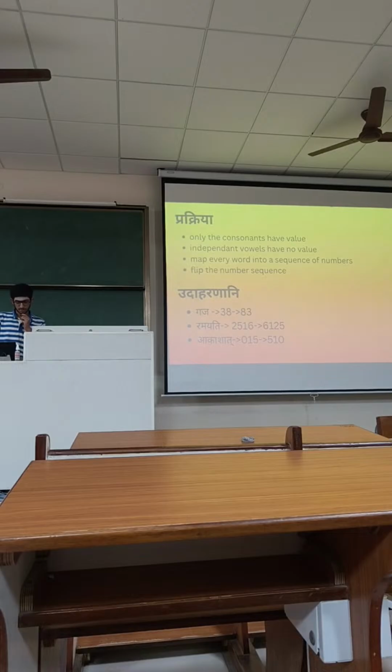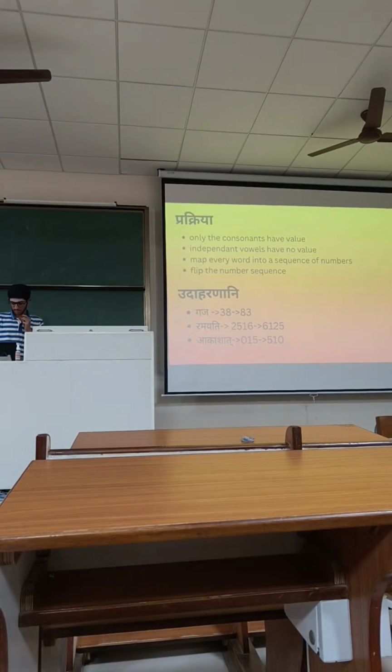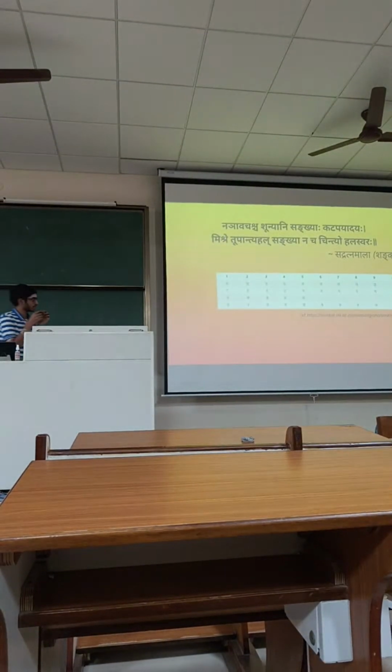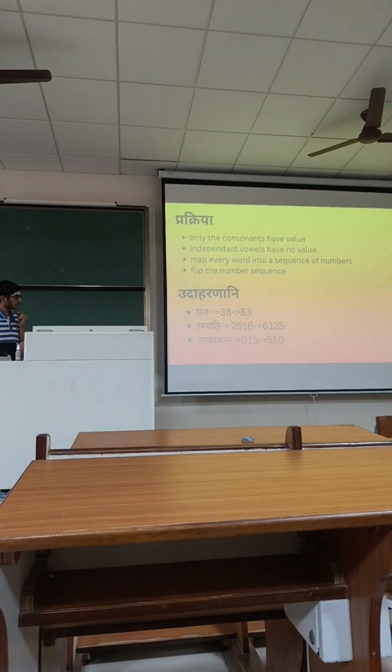For example, when we say Gaja, in this we can see that Ga is 3 and Ja is 8. So Gaja does not become 38, but it becomes 83 because we have to reverse the numbers from the order which is seen. The same way you can see Ramayati 2516 can be written as 6125.